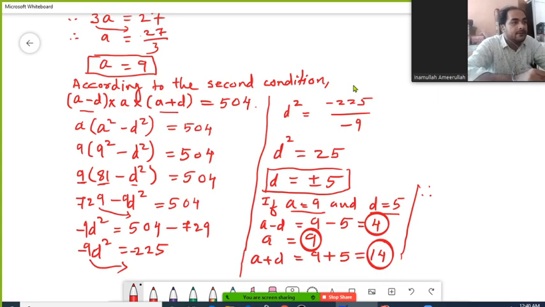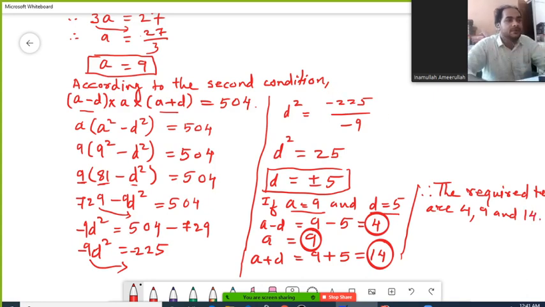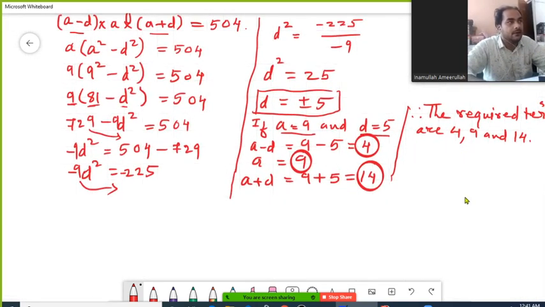So therefore the required terms are 4, 9 and 40. This is the first possibility of numbers.